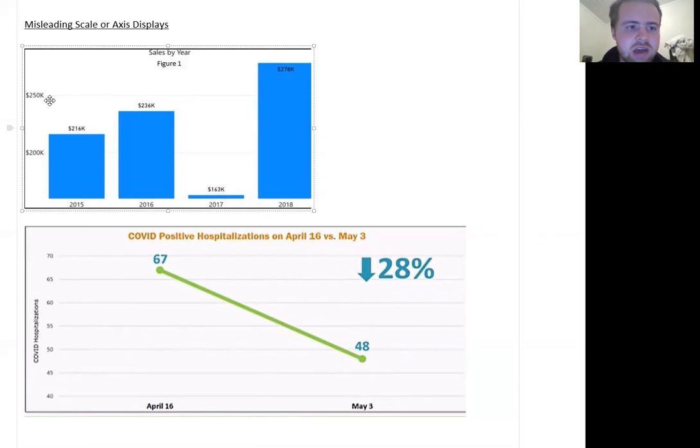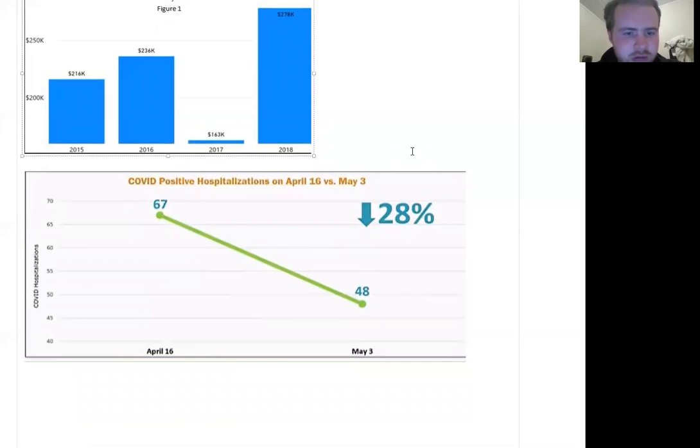However, when we look at the scale on the side here, we're actually starting our scale from about 150K. So we're not even going down to zero. This makes it look like 2018 was 20 times bigger than 2017, when actually it was not even close to half as big. It's only about 50% bigger rather than 20 times bigger. So we need to make sure our axes are not scaled in a way that makes certain changes look more significant than they actually are.